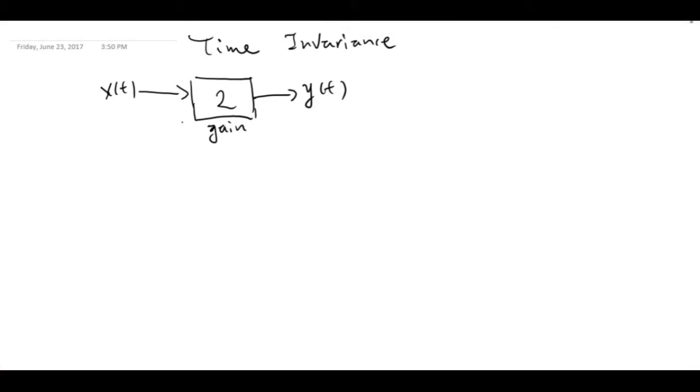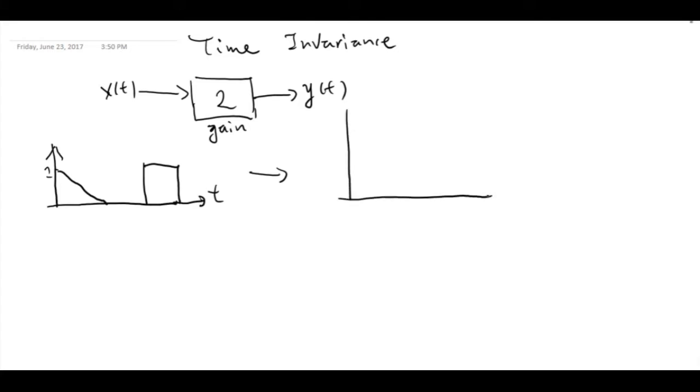First, you can see the system with a gain of 2. Suppose we have x(t) as one input here, and then another input here. So this is the x(t). Because the gain is just 2, what we are expecting for the output is pretty simple and straightforward: it is simply multiplied in magnitude by 2. So this is the y(t).